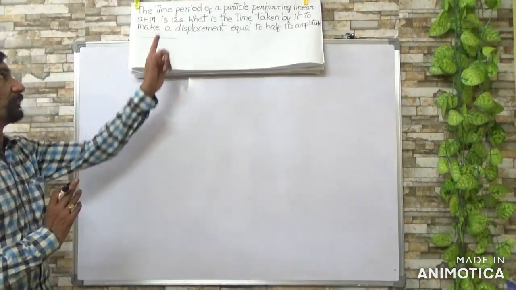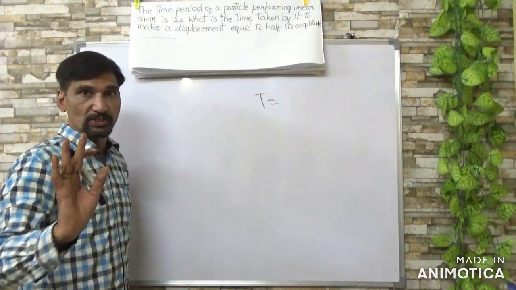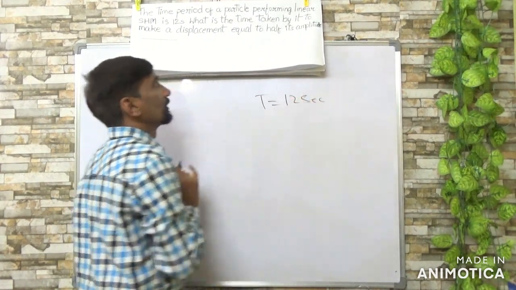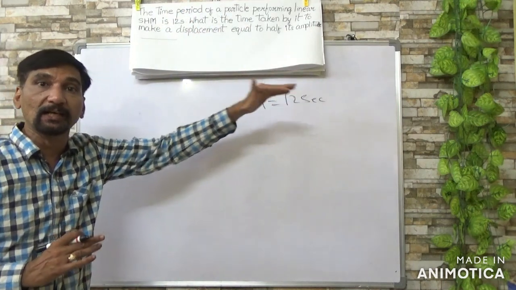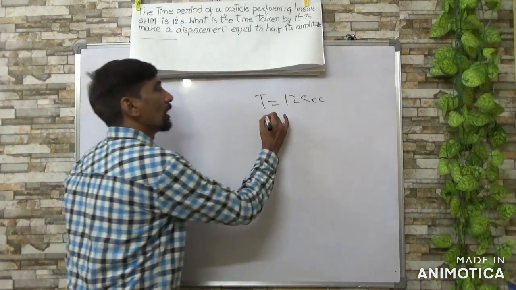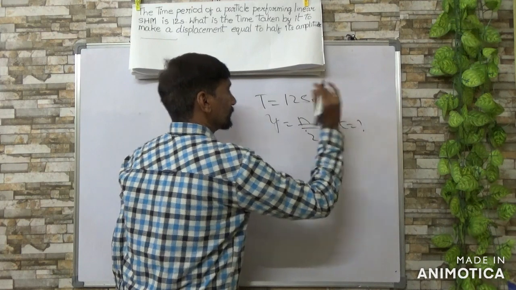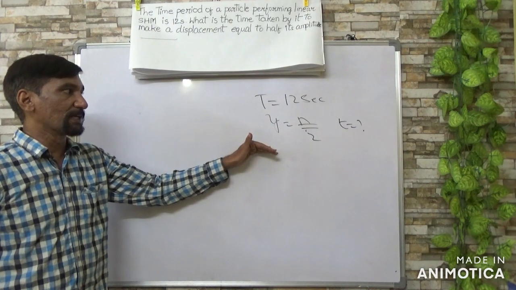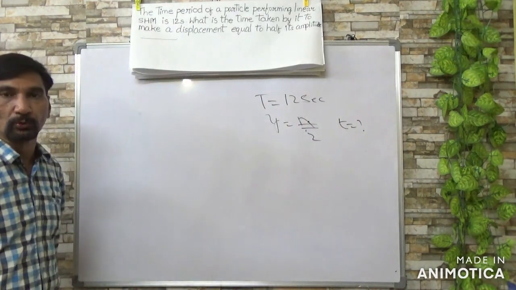Now about the given problem. A particle is executing SHM. Its time period is given as 12 seconds. You want to find the time taken by the particle when its displacement is equal to half of the amplitude. So what is your given question? Time taken by the particle when its displacement is equal to half of the amplitude.